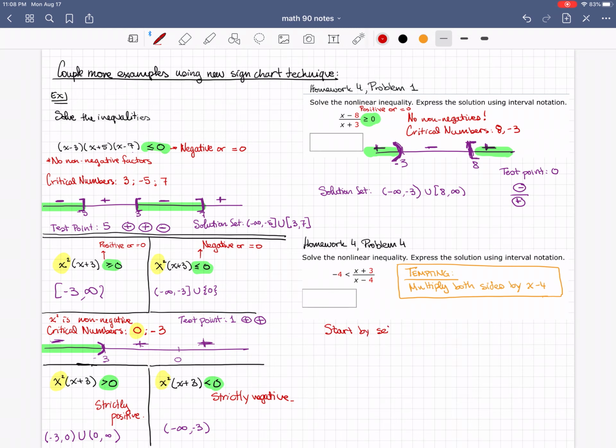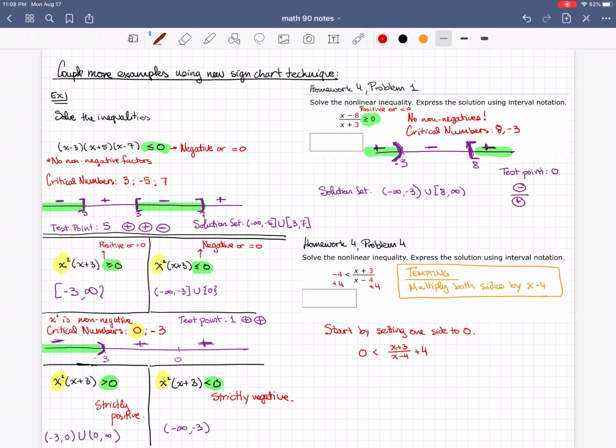It doesn't matter which side you set to 0. I'm going to choose to set the left-hand side to 0 by adding 4 to both sides. But you could have just as easily moved the other piece to the right, or I should say to the left. So we end up with 0 is less than x plus 3 over x minus 4 plus 4.